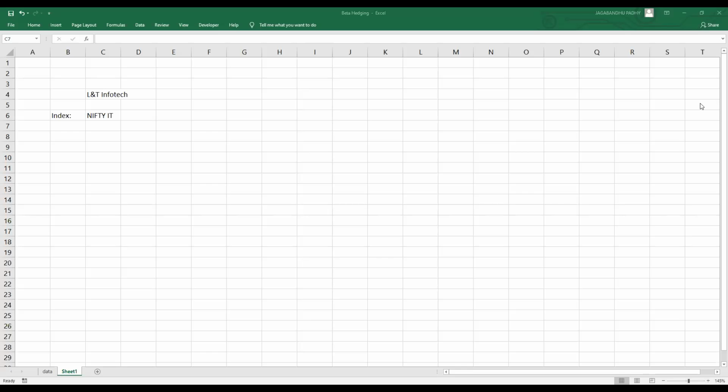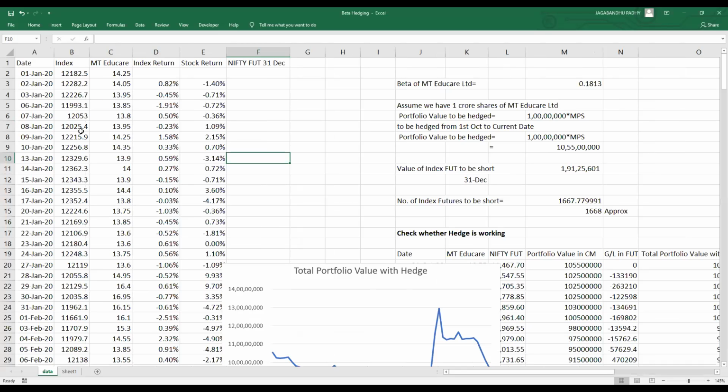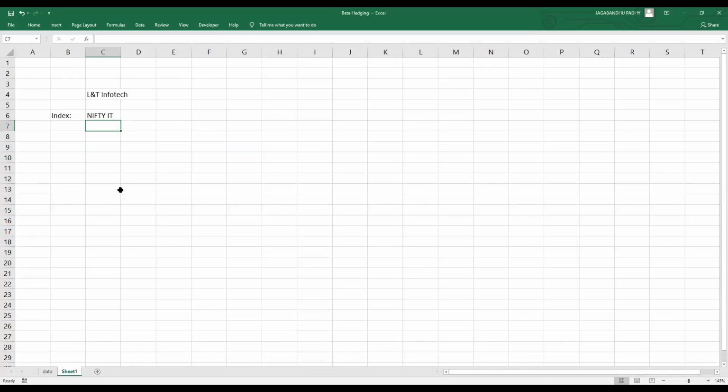You have to take data for 3 months, right? No, just as we downloaded the full data here, for calculating the slope or the beta, you will need full year data. Okay, okay. And then for hedging purpose, from 1st October you have to see.